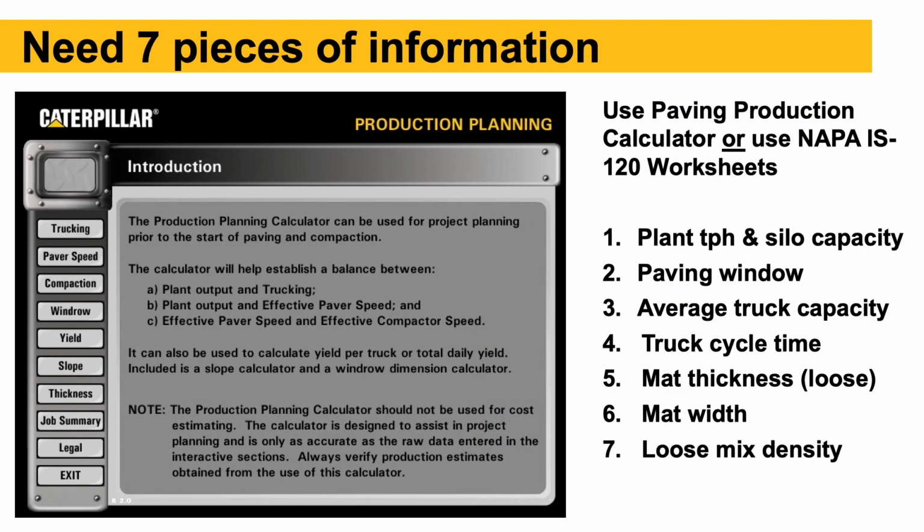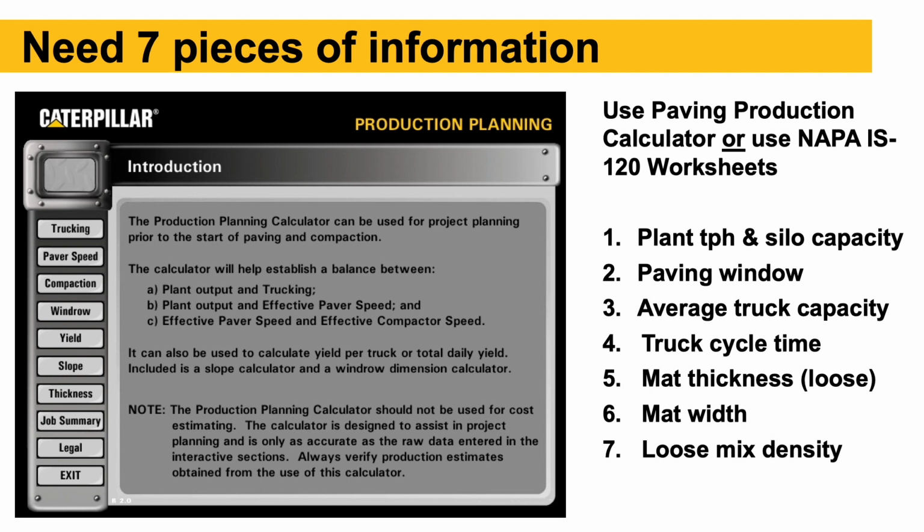So we really need 7 pieces of information to calculate that balanced paver speed, with the plant and everything in balance. We'll take our tons per hour and our silo capacity from the plant. That's pretty easy to get from the plant people. The paving window, so that's our actual paving hours. Again, in this example, we picked 8 hours. That does not include our traffic setup and takedown time, so it's 8 hours of actual paving time.